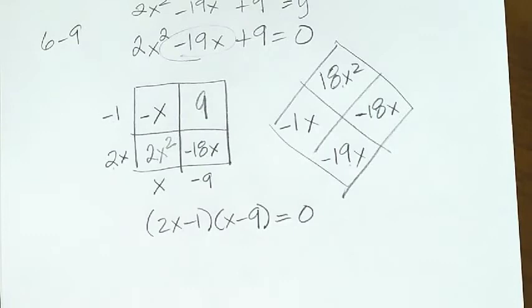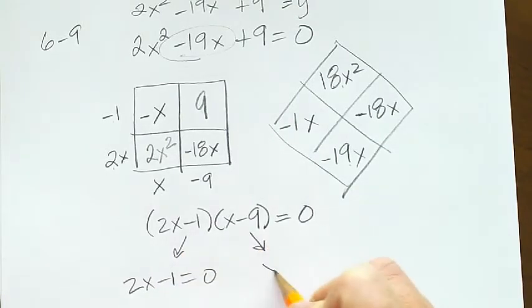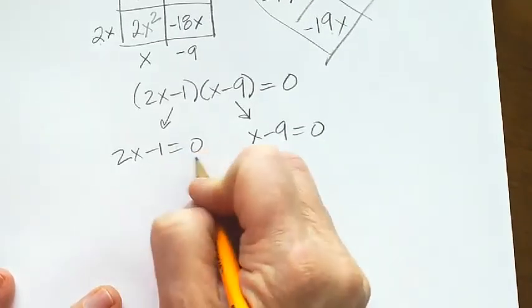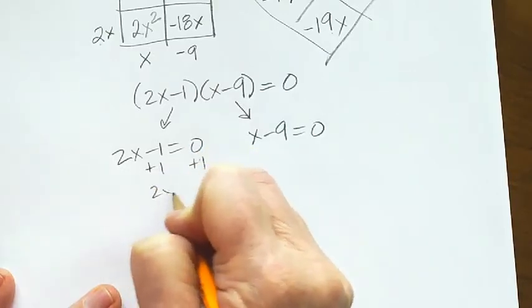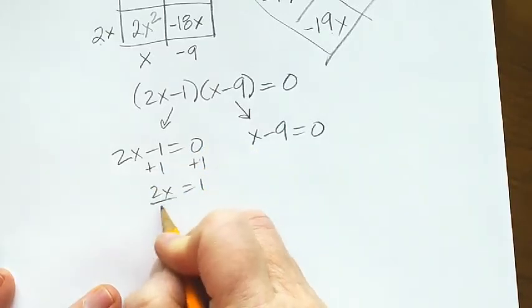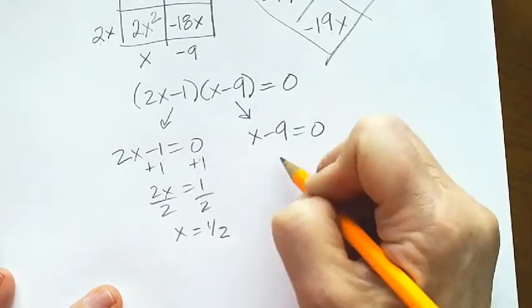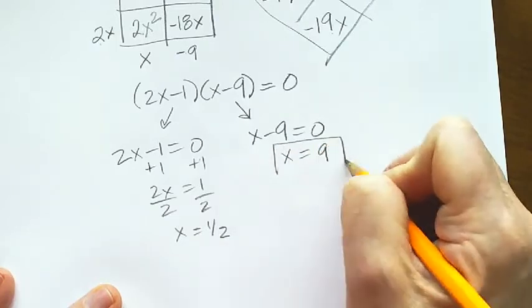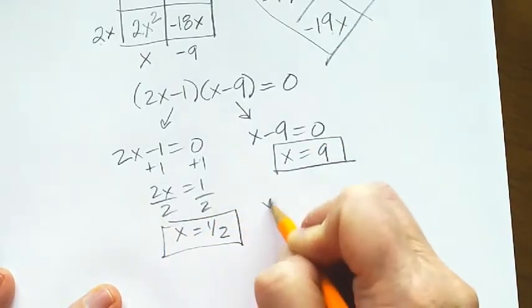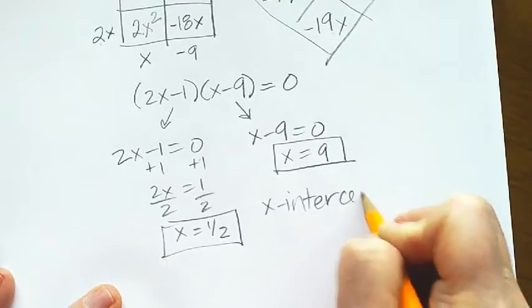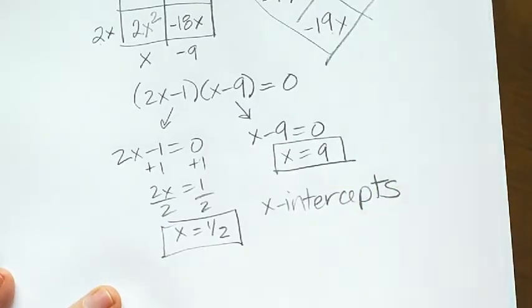And I'm going to use zero product property. If these two quantities multiplied together give me 0, then either this must be 0 or this quantity must be 0. If 2x minus 1 is 0, add 1 to both sides. Divide by 2. So x equals 1/2. Add 9 to both sides and I get x equals 9. So these are the two x-intercepts. Now it said to use quadratic formula and see if we get the same thing.